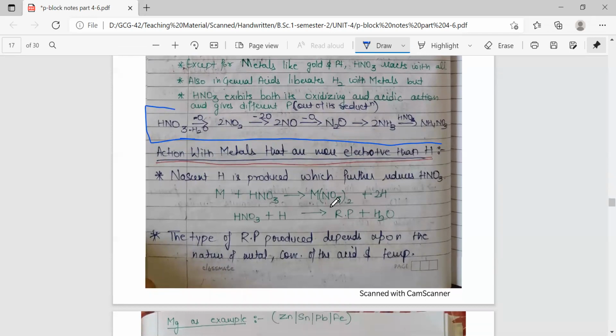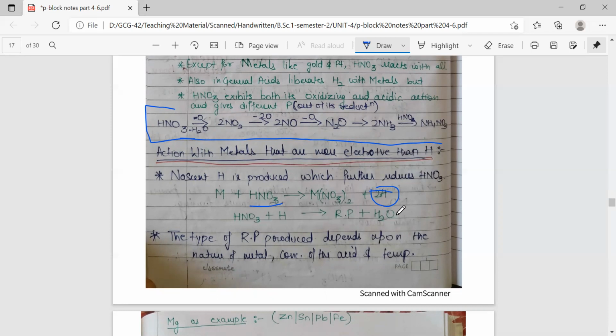Here we are discussing some of the cases, its action with metals that are more electropositive than hydrogen. With such metals, it will produce nascent hydrogen. In producing nascent hydrogen, it has exhibited its acidic action. In the second step, it will showcase its oxidizing action: the nascent hydrogen further reacts with HNO3 and produces its reduction products and water.